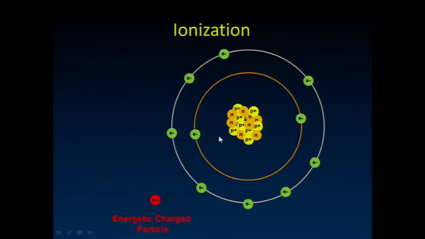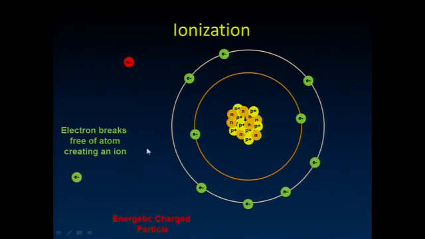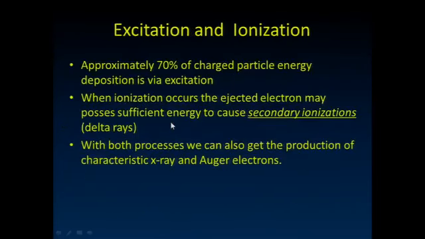Ionization, of course, is a very similar thing happening, but now the interaction is strong enough so that the electron breaks free, creating an ion. And we've already talked about what happens once this occurs. We can get some of those characteristic X-rays and Auger electrons. Approximately 70% of the interaction of charged particles is deposited via excitation. When ionization occurs, that ejected electron might possess sufficient energy to kick additional electrons out of their shells in neighboring atoms, and we refer to those as delta rays.